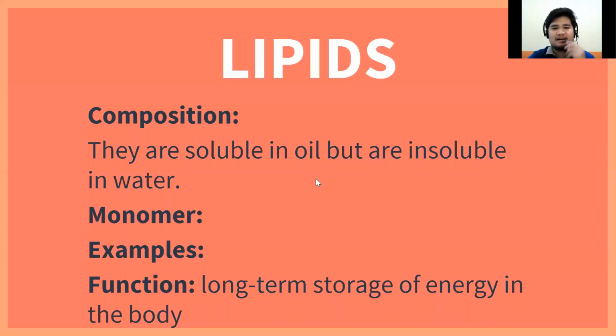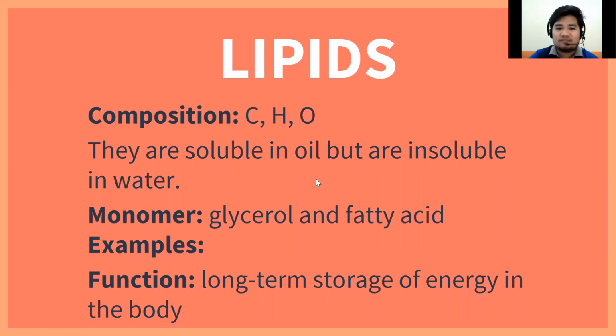So, let's check our understanding about lipids. What are the composition of lipids? Elemental composition. Again, just like carbs, carbon, hydrogen, oxygen. Monomer. There are two monomers, glycerol and fatty acids. How about examples? There are technically 5 examples. Fats, oils, ano pa? Phospholipids, steroids, and waxes. Okay, the function, long-term storage of energy in the body and insulation and many others.